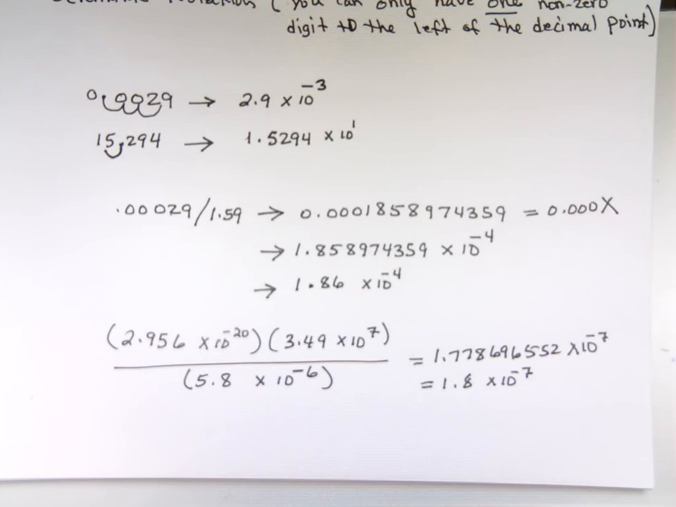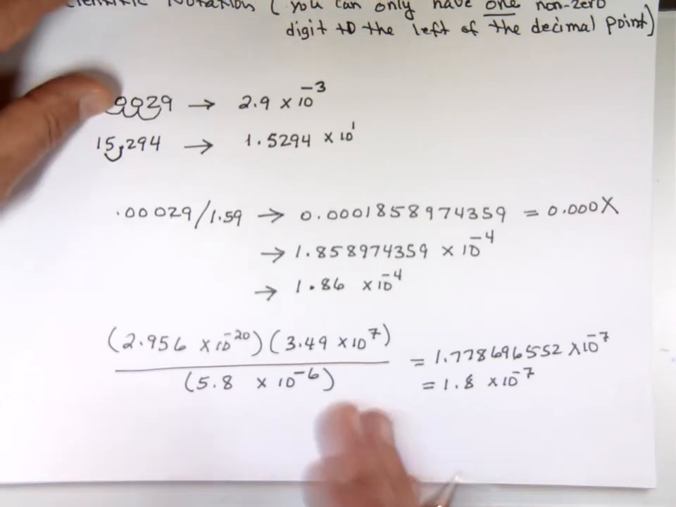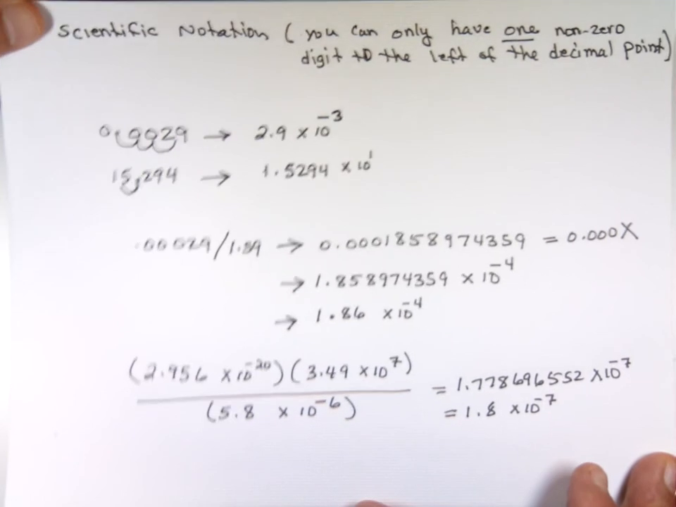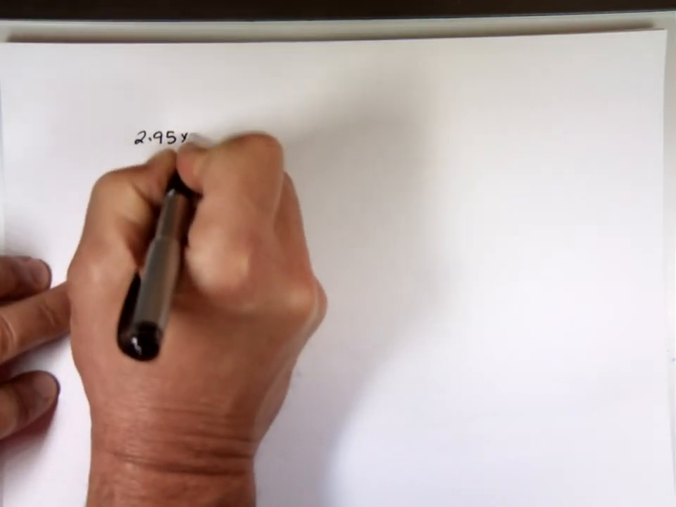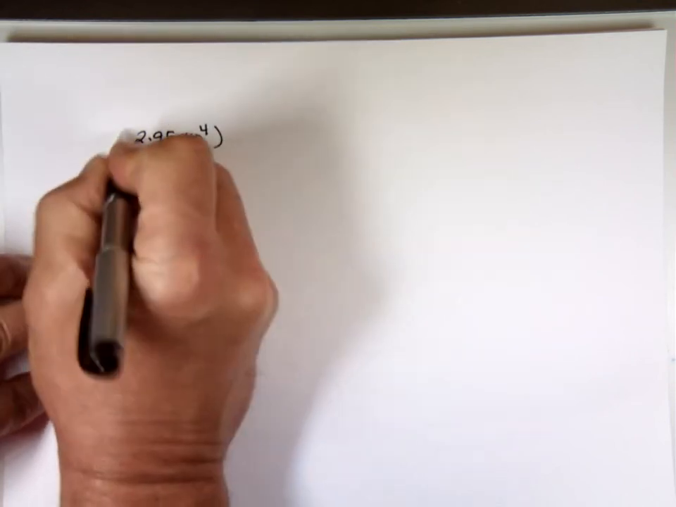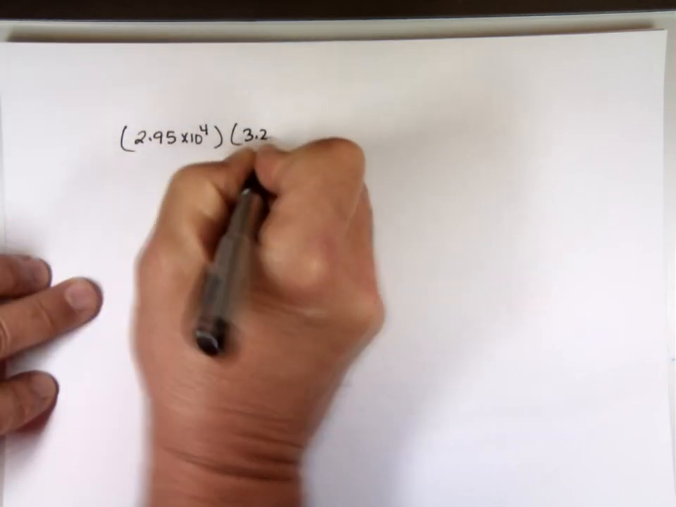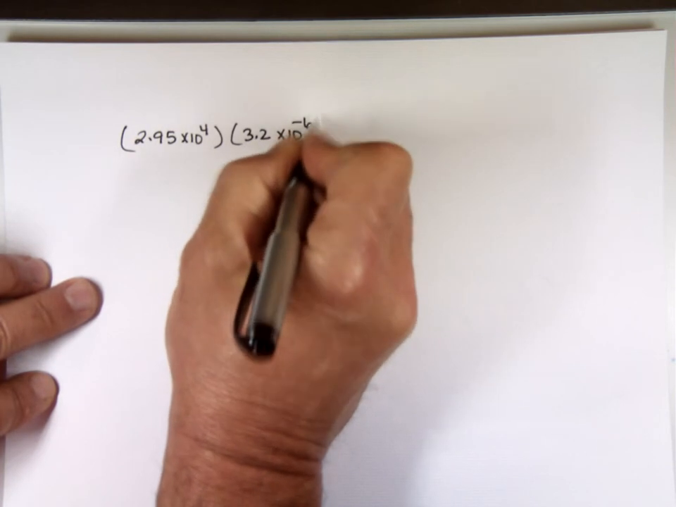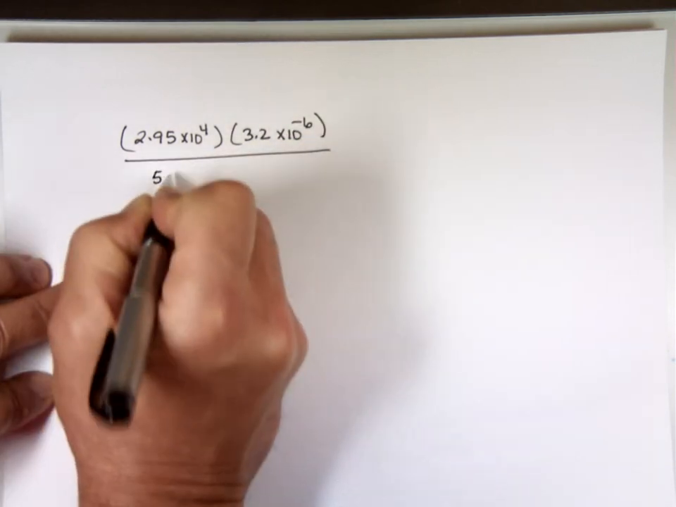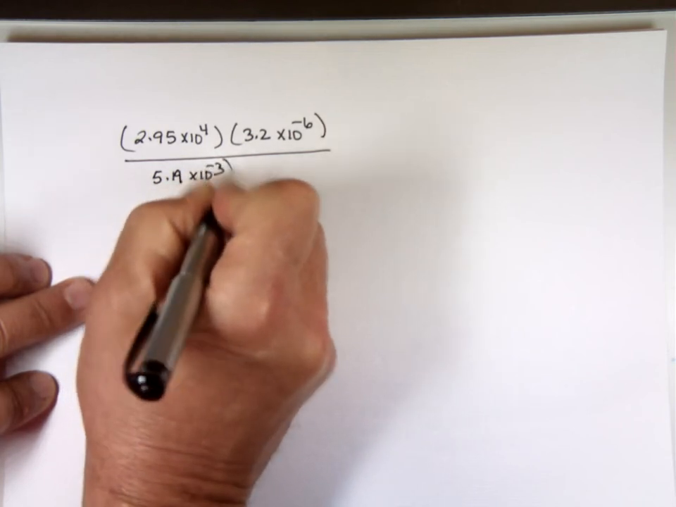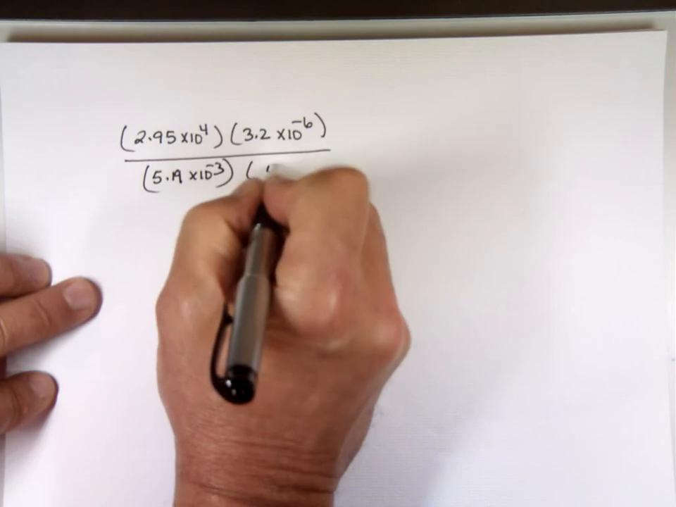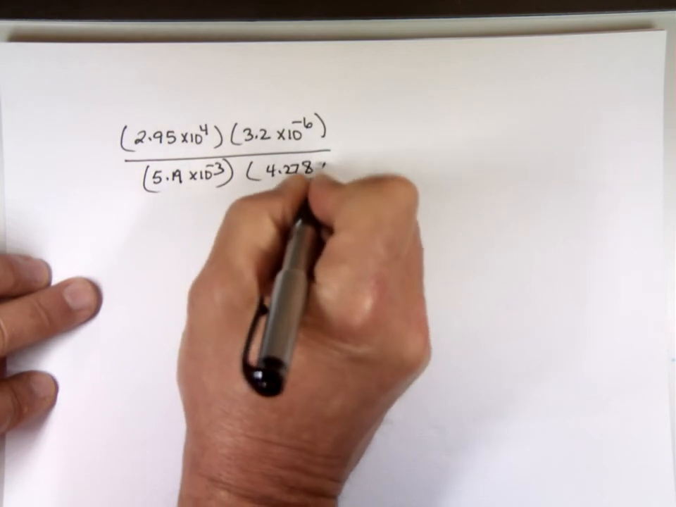I think that's the only other thing I can think of. Significant digits, like your calculator, when you have a lot of numbers to deal with, make sure you use parentheses. Like what? Like if you have these numbers, 2.95 times 10 to the 4, and you want to multiply that by 3.2 times 10 to the -6, and you want to divide that by 5.19 times 10 to the -3, multiply that by 4.278 times 10 to the -5.